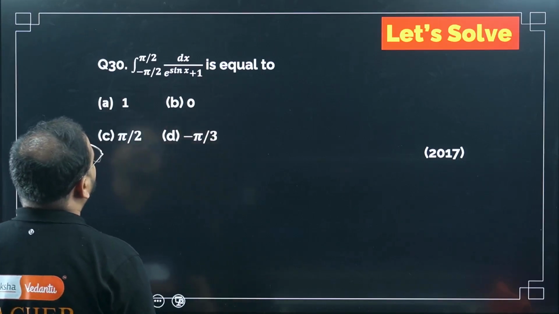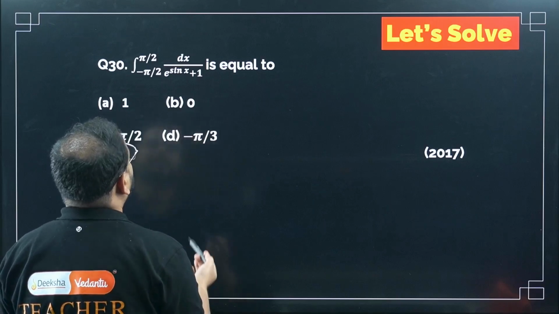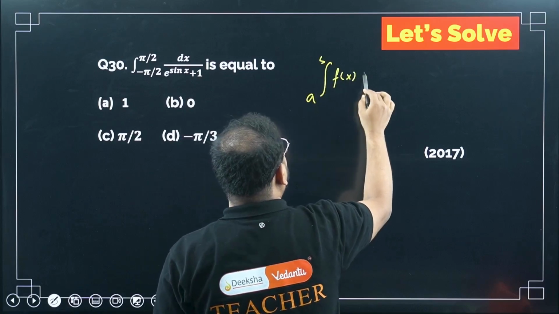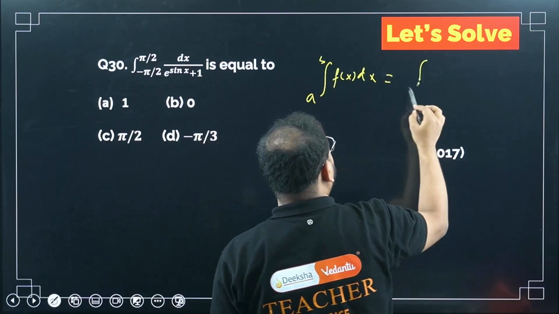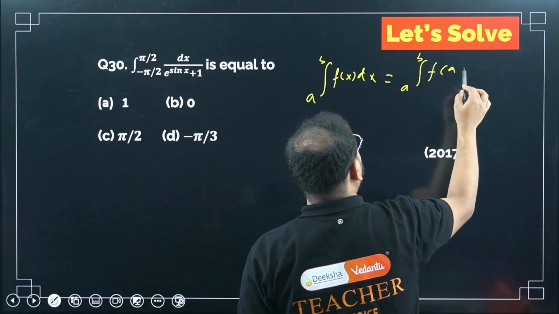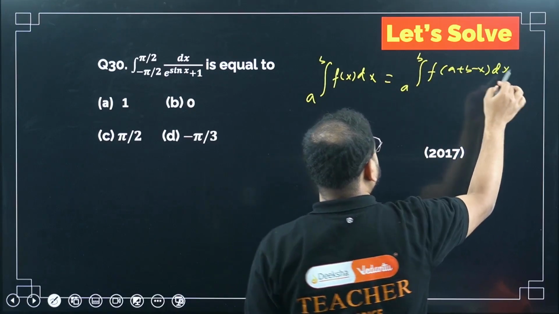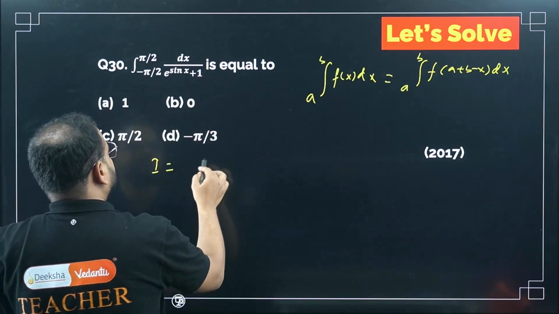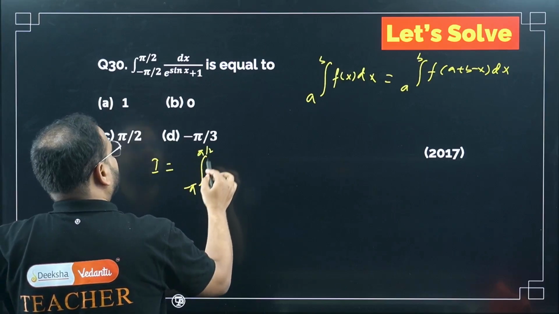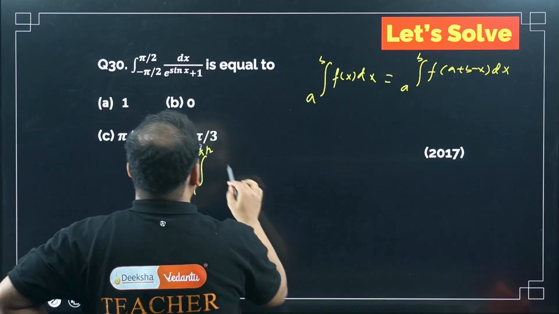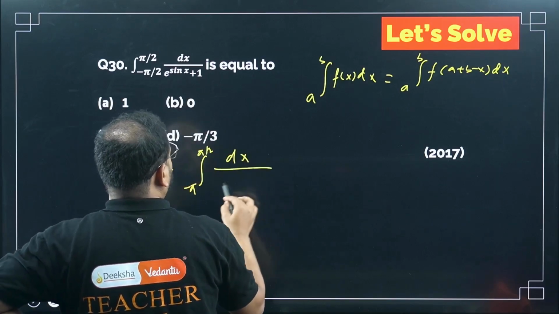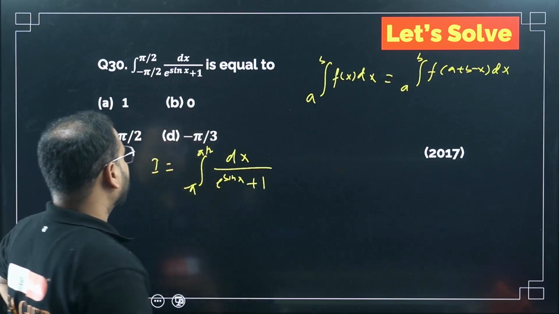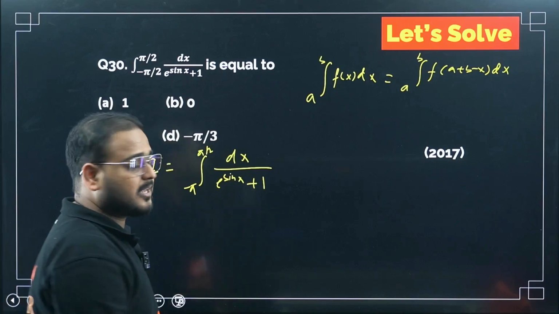So if you do this, I can write this thing again. Okay. If you remember this condition, from a to b, f of x dx, I can write this as from a to b, f of a plus b minus x dx. Okay. So let me write this first. I write this equation as I equals minus pi by 2 to pi by 2, dx upon e power sin x plus 1, alright.